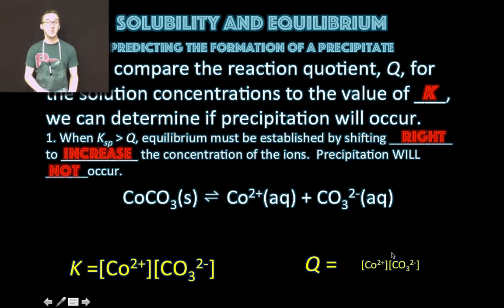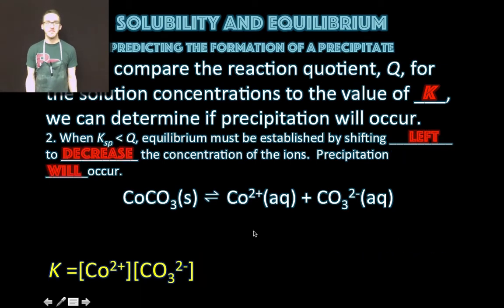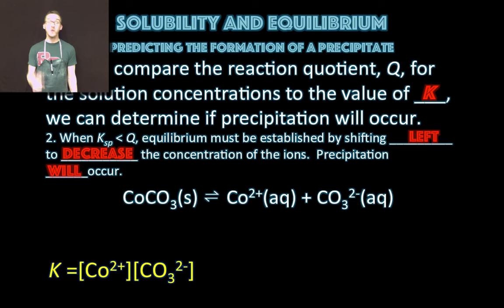If the conditions provided indicate that the ion concentrations are less than the ion concentrations at equilibrium, or that K is greater than Q, our reaction is going to shift right. We're going to use up some solid, form more ions to reestablish equilibrium. However, if K is less than Q, equilibrium must be established by shifting left to decrease the concentration of the ions. Here, precipitation will occur. We will form that solid.